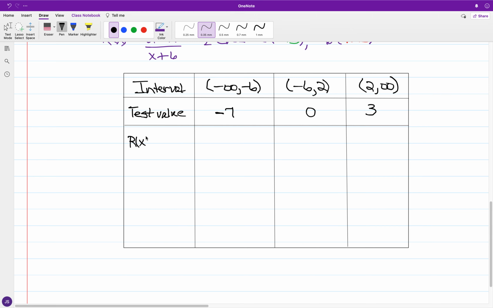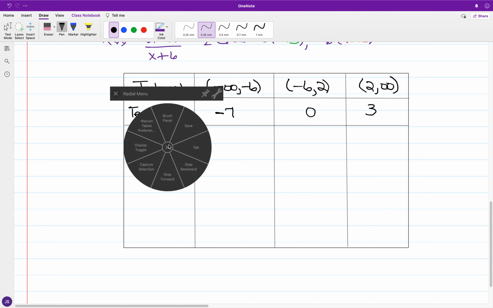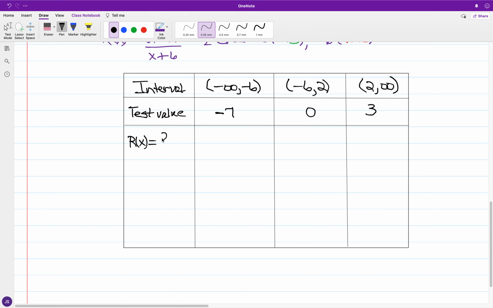Okay, so with our function, we have r of x equal to 2 minus x over x plus 6. Now for r of negative 7, we have 2 minus negative 7, so this will revert to 2 plus 7. And negative 7 plus 6 is negative 1. And we have 9 over negative 1, okay, this will come out to negative 9.